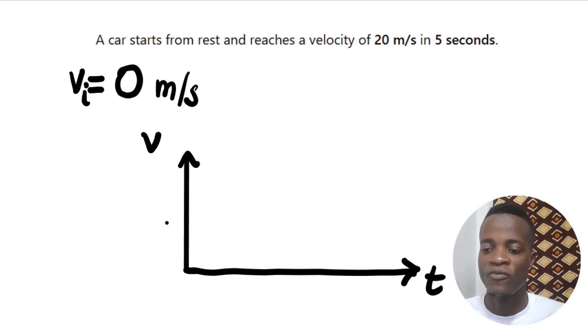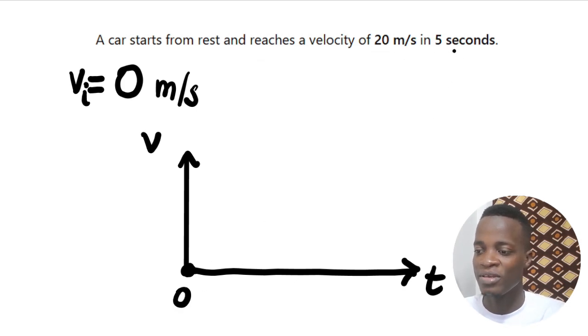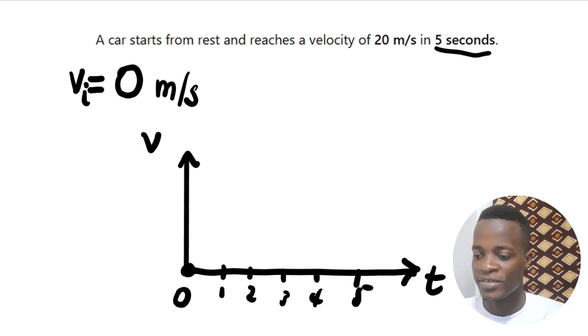So I said the focus is on the velocity time graph. A car starts from rest, meaning I'm going to start from the origin, and reaches a velocity of 20 meters per second in 5 seconds. So here is 0, but the time is 5 seconds. So we are going 1, 2, 3, 4, and 5 seconds. This will be in seconds. From 0, we are reaching which velocity? 20 meters per second, let's say it's somewhere here on the V axis.